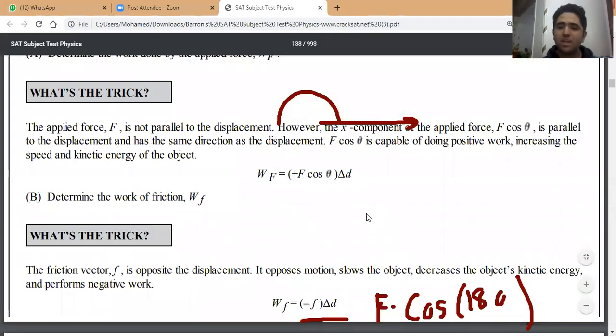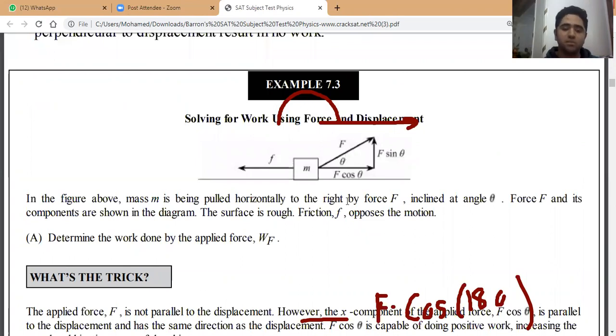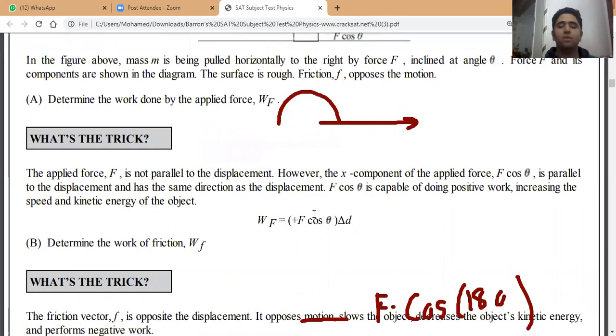So that is how you get this negative right over here. You can use either rule, but you have to bring the angle between the force and the displacement and put it in this rule right away. It will never let you down. Okay, let's do that.